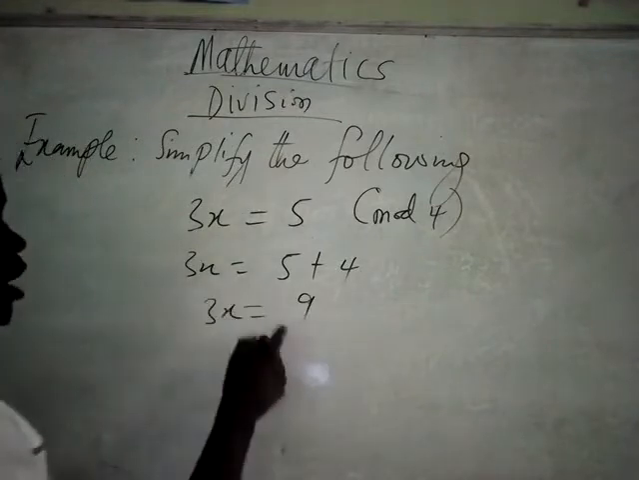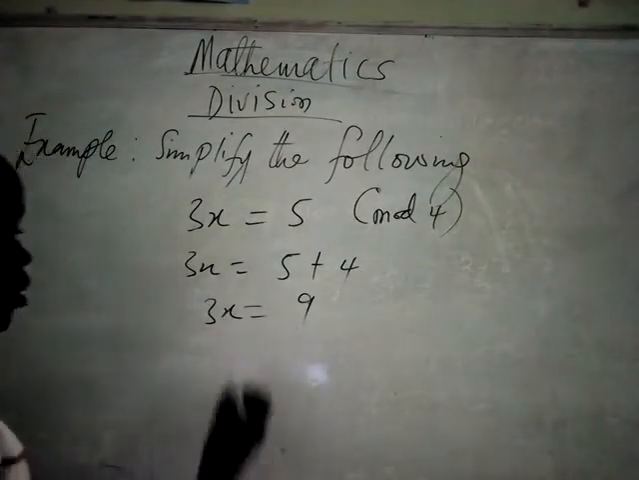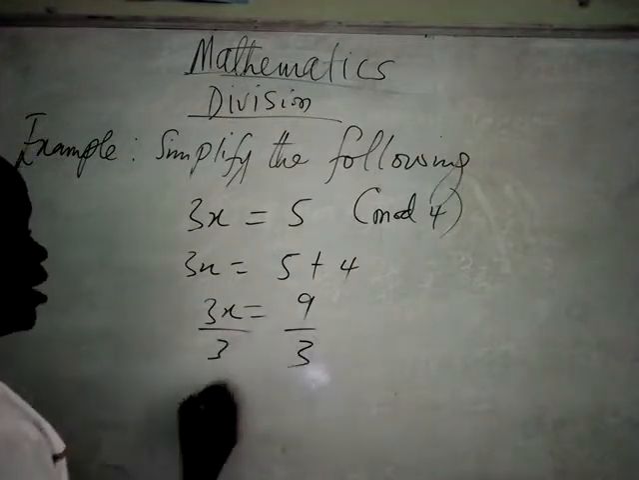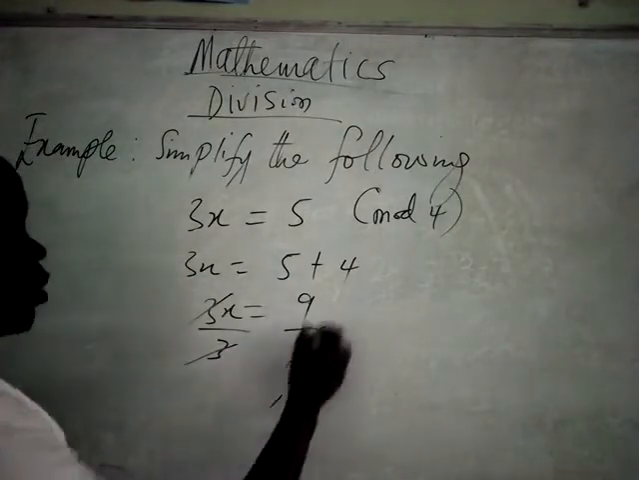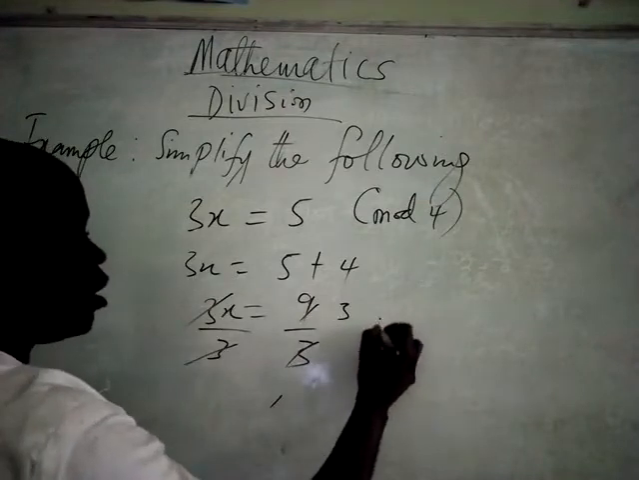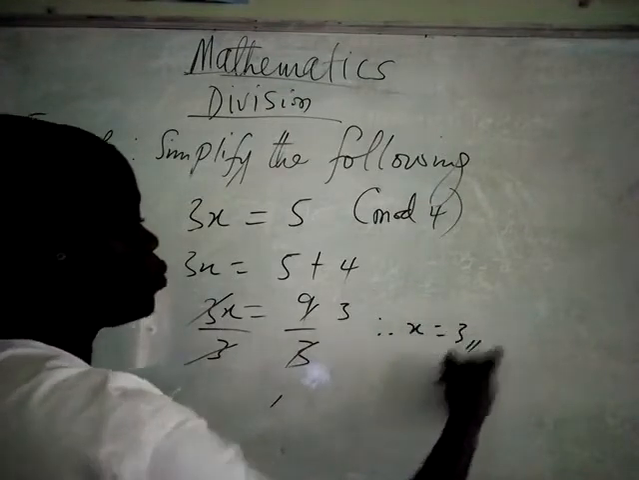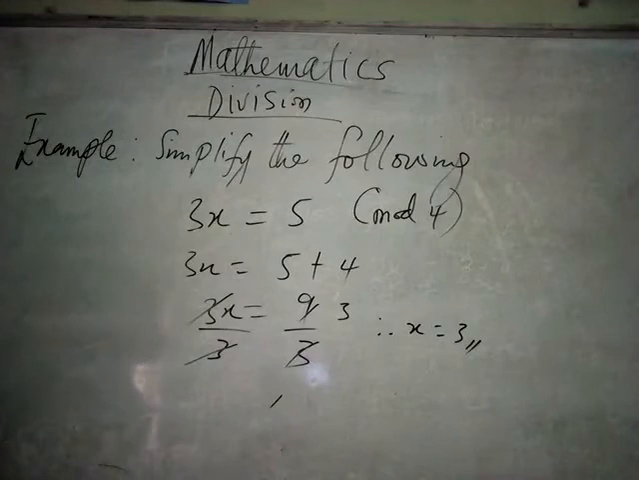So you have 3x. Now you have a 9. 3 can divide 9. So you see, divide here by 3, divide here by 3. 3 cancels 3. 3 here is 1, 3 here is 3. Therefore, x is equal to 3. See, that is very simple. X is equal to what? X is equal to 3.